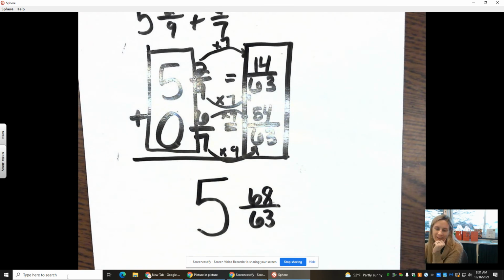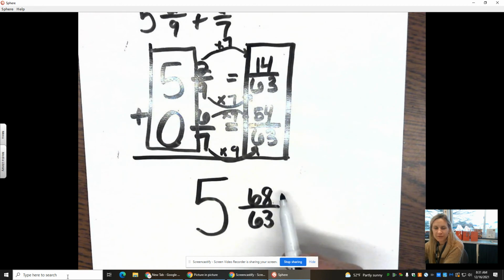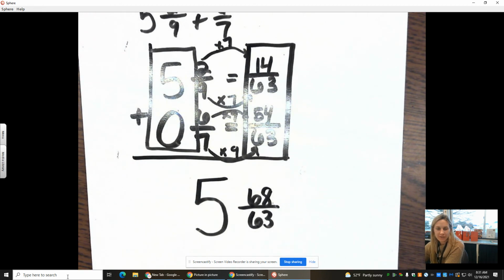Unfortunately, I'm not done yet. I'm looking at this fraction here. There's something wrong with it. If you're thinking improper fraction, you're correct. My denominator is smaller than my numerator. That won't work. So we have to put in another step. We have to take our improper fraction and convert it into a mixed number.